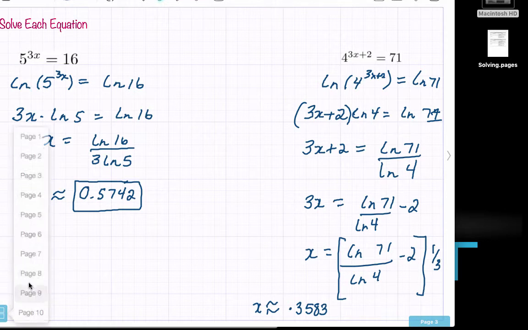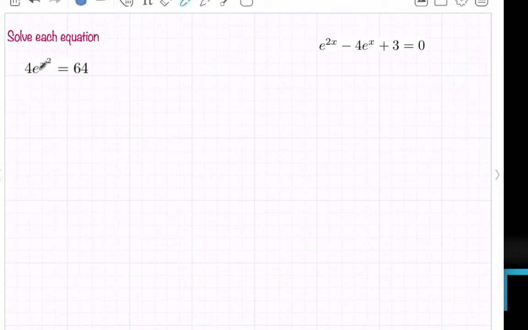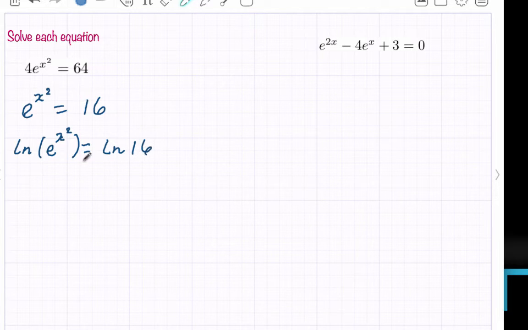Okay, so let's look at our last set of examples. We've got 4e to the x squared equals 64. The first thing I want to do is divide each side by 4. So I have e to the x squared equals 16. Then I'm going to take the natural log again of both sides. So natural log of e to the x squared equals the natural log of 16. We're going to be left with just x squared, since the natural log and e are inverses, so x squared equals ln of 16.